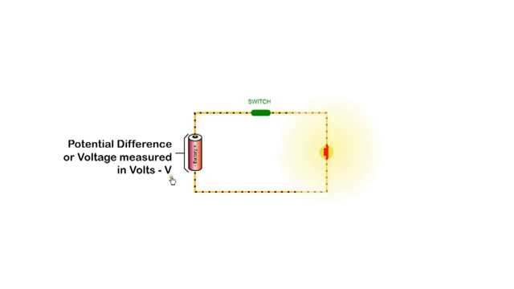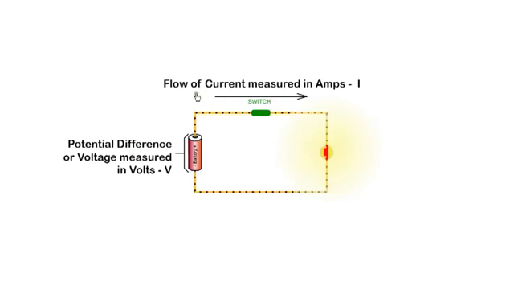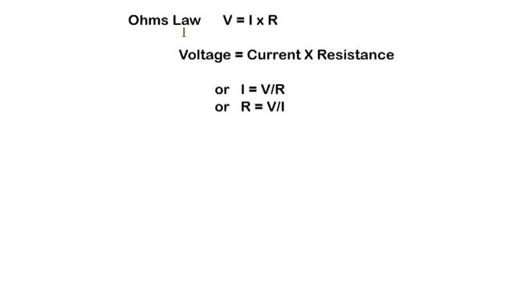The potential difference or voltage is measured in volts and has the symbol V. Current is measured in amps and has the symbol I. Resistance is measured in ohms and has the ohm symbol. Electric calculations are based on Ohm's law, which states that voltage equals current multiplied by resistance, or I equals V over R, or R equals V over I.